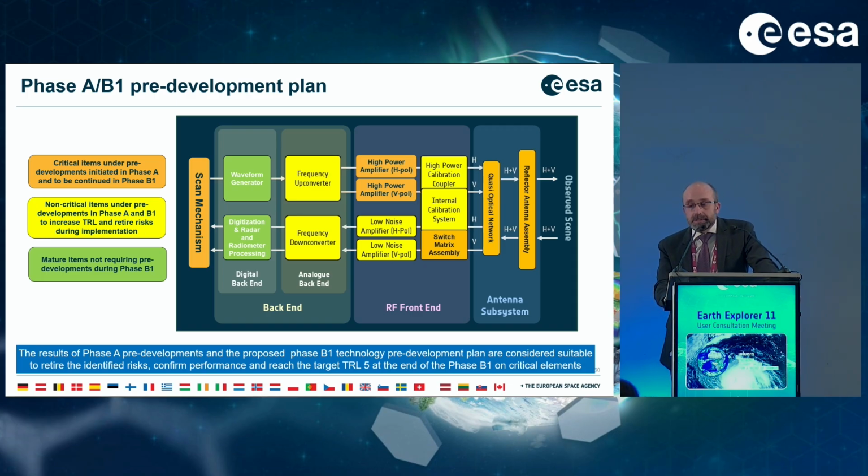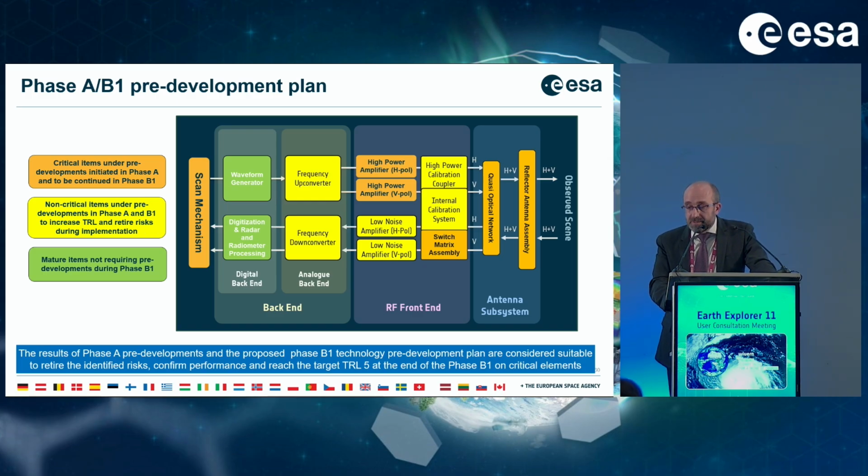In yellow, non-critical items that have been initiated in phase A and will also be continued in phase A1 to increase the TRL and retire risk. For instance, the high power calibration coupler or the low noise amplifier will continue. And in green, mature items not requiring pre-development during phase B1, which is basically the digital backend, as was mentioned.